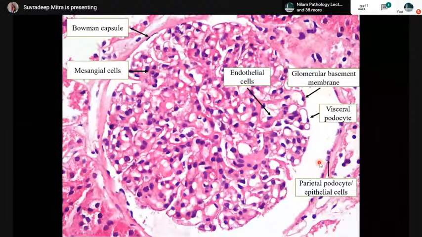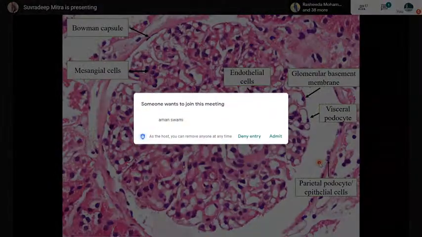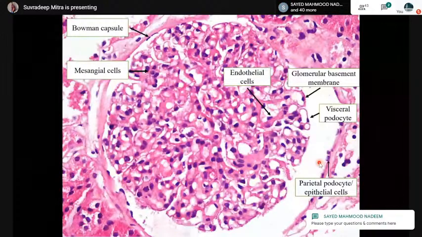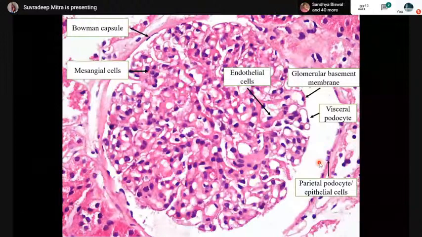It's important to know because people believe that the crescents actually emerge from the parietal podocytes rather than from the parietal epithelial cells. Although in common parlance, we tend to say that crescent is the proliferation of the parietal epithelial cells. So sometimes we use parietal podocytes and parietal epithelial cells interchangeably, but for theory purposes you should know that they are not entirely similar cells.